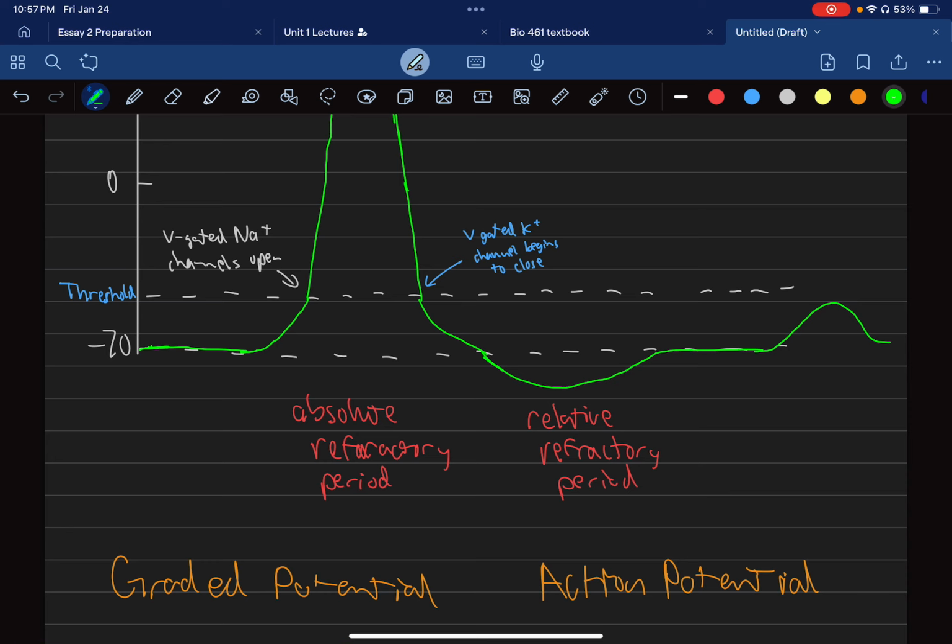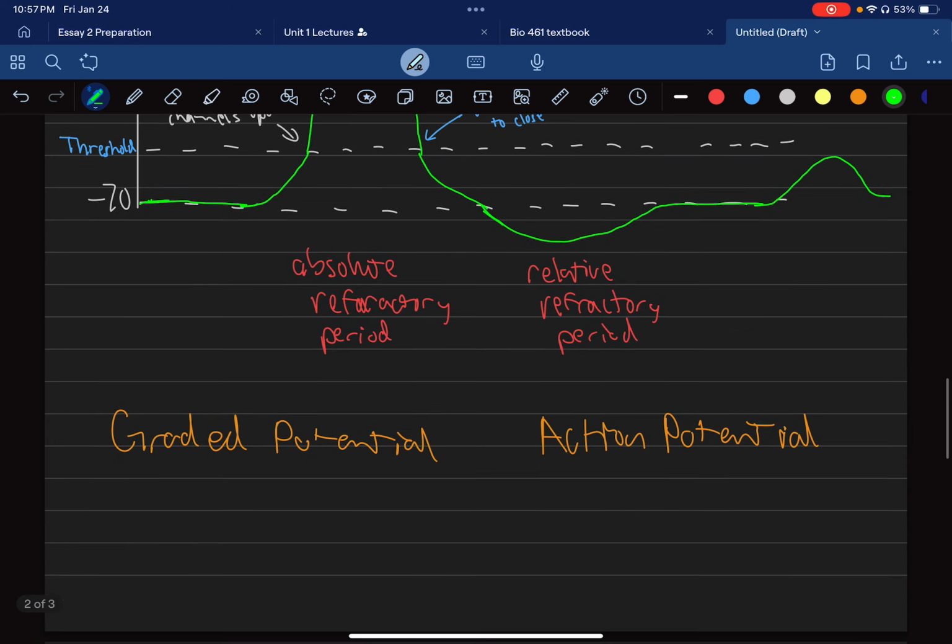The channels involved in the action potential are going to be voltage gated sodium and potassium channels. Meanwhile, the graded potential is going to be using ligand gated or mechanically gated ion channels. And then the direction of the change: the graded potential is going to be depolarizing or hyperpolarizing. It can go in either direction.